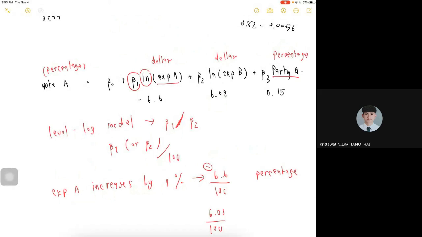That's why normally we don't take natural log of any variables that already have a percentage unit, because it doesn't make sense at all. You don't have to take natural log, but you can still interpret it as percentage. Okay, so please be careful with that. So first, when you would like to interpret your results, you have to take a look at the unit of the variable that you are using.